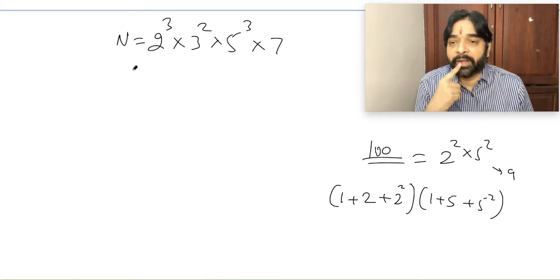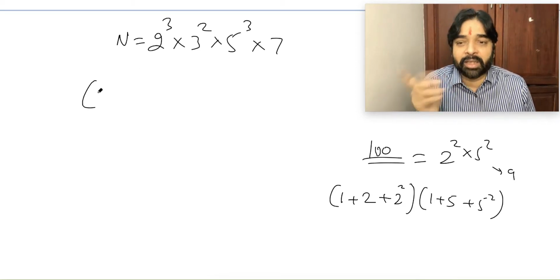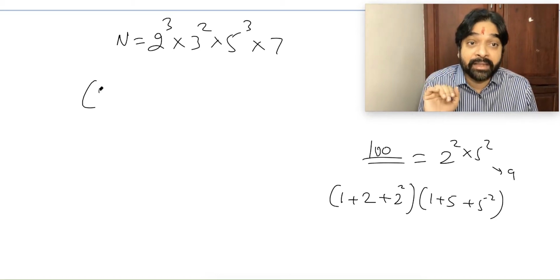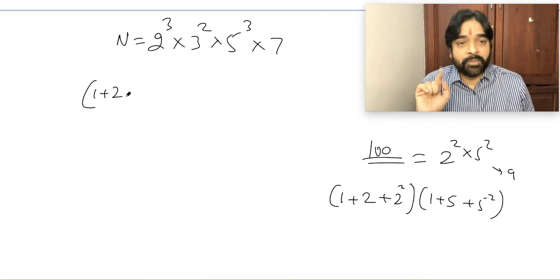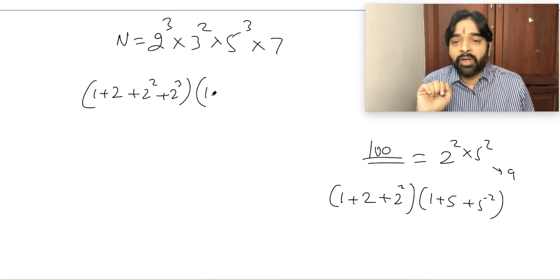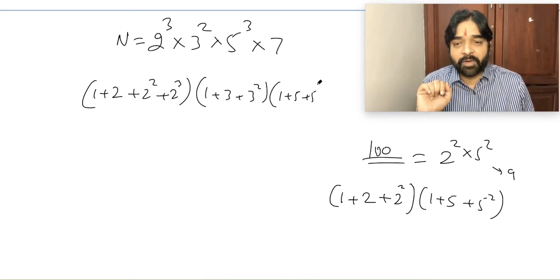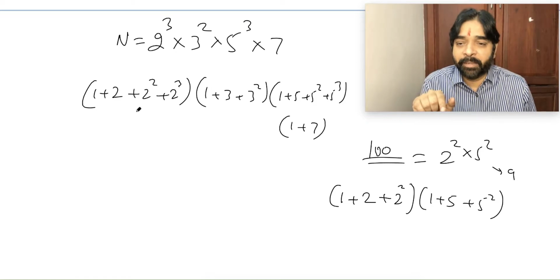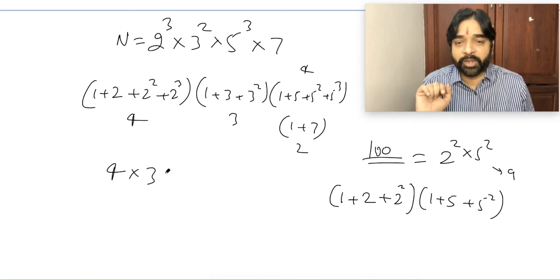2 power 3. What can 2 do in a factor? Either 2 will not come, meaning 2 power 0, or you can simply say 1, or 1 two will come, or 2 twos will come, or 3 twos will come. This one how will you write? 1 plus 3 square. This: 1 plus 5 square plus 5 cube. This: 1 plus 7. So how many terms here? 4. Here 3. Here 4. Here 2. The number of factors is 4 into 3 into 4 into 2.